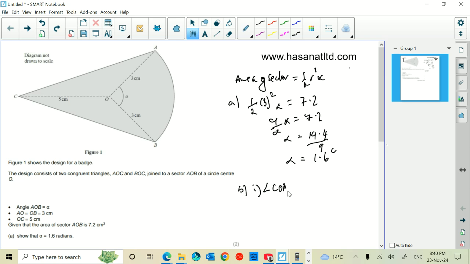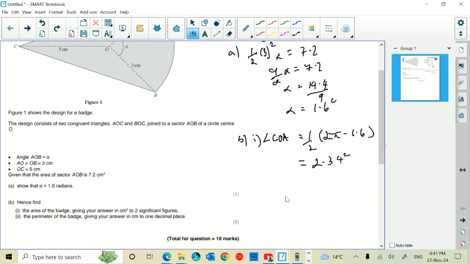Angle COA is equal to a half, and we have to do 2 pi minus 1.6. That's the angle COA. And that will give me angle COA equal to 2.34 radians.